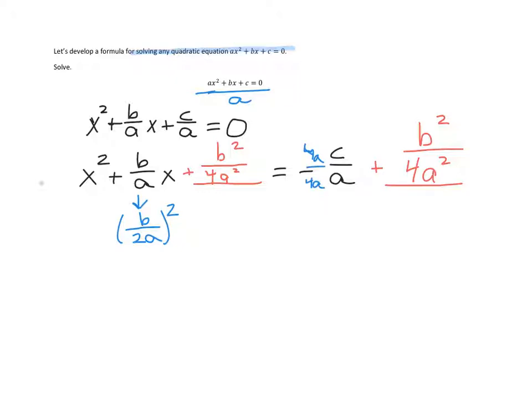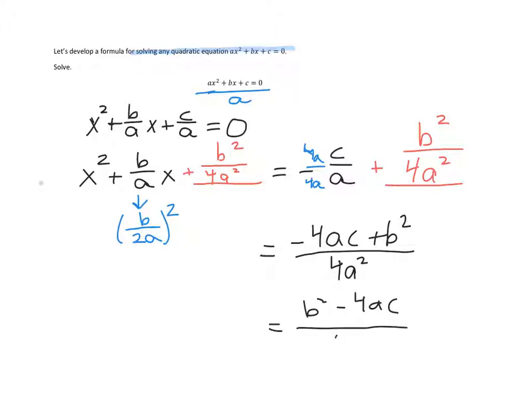To add or subtract fractions, we need a common denominator. And so now we have that 4a squared on the bottom. So we have negative 4ac plus b squared over 4a squared. I'm just going to rewrite this so the positive number comes first. So b squared minus 4ac over 4a squared.